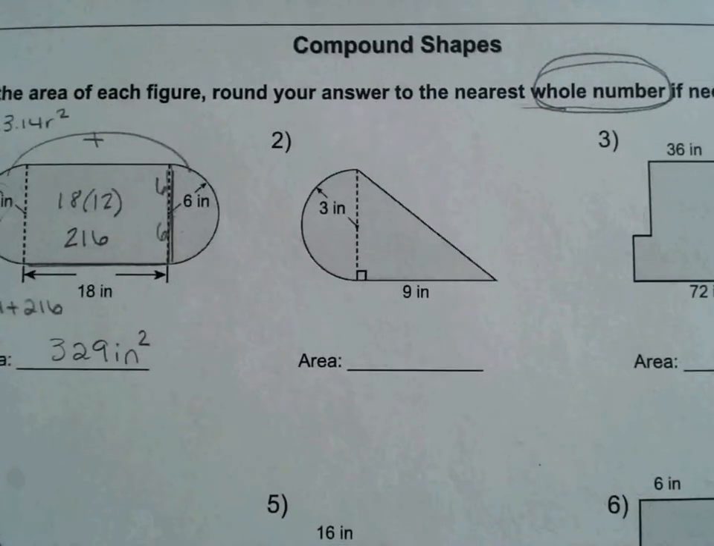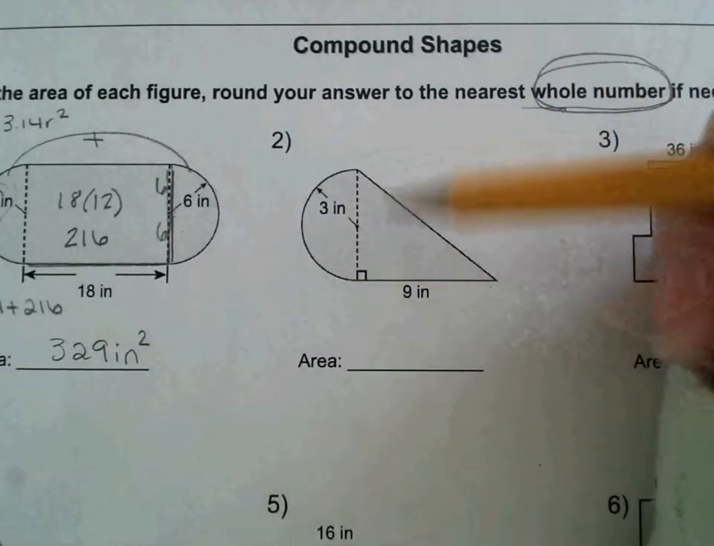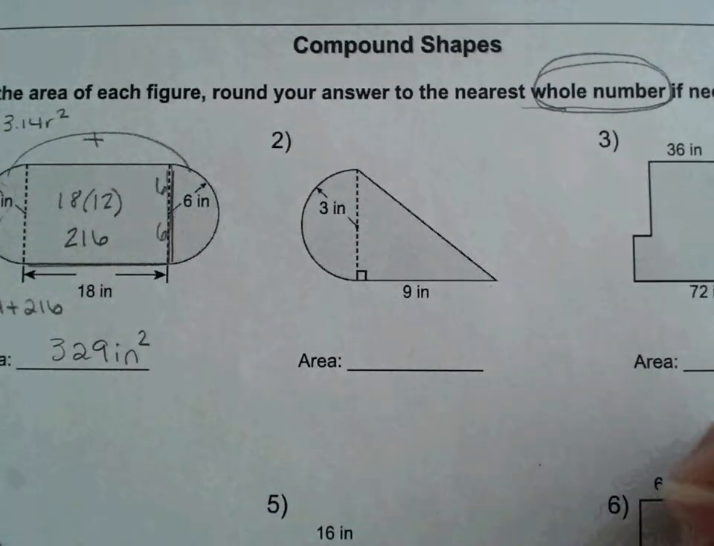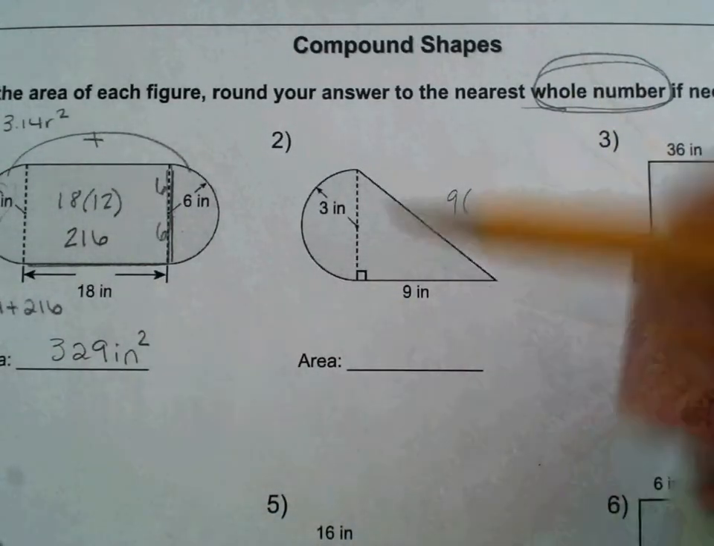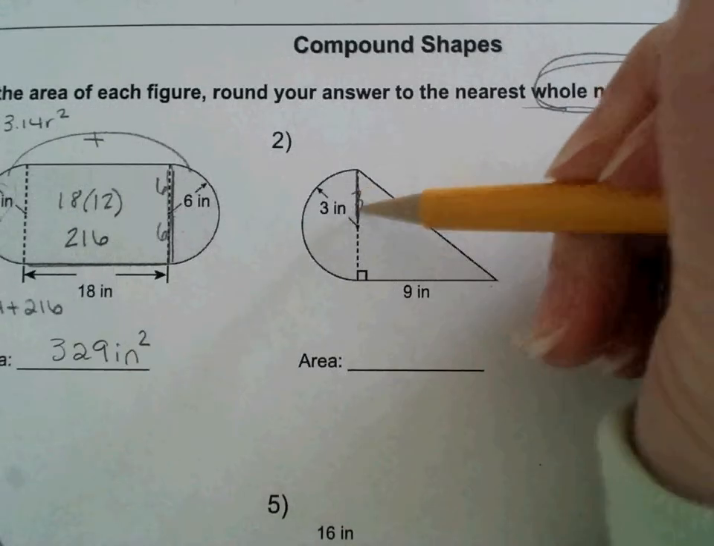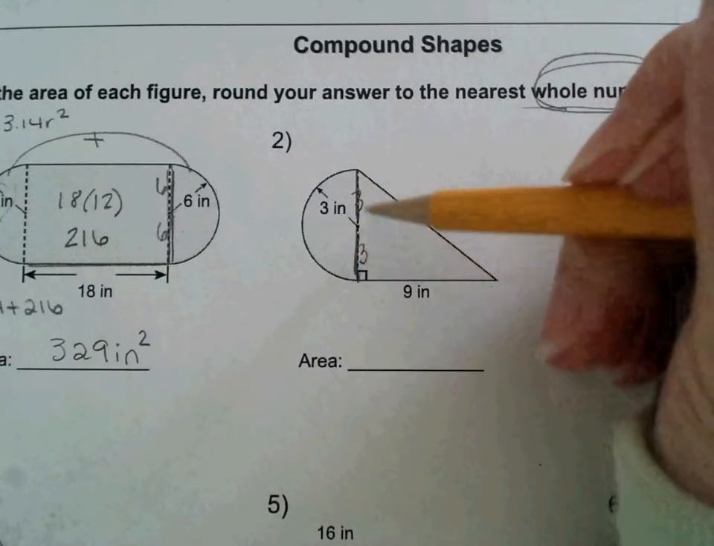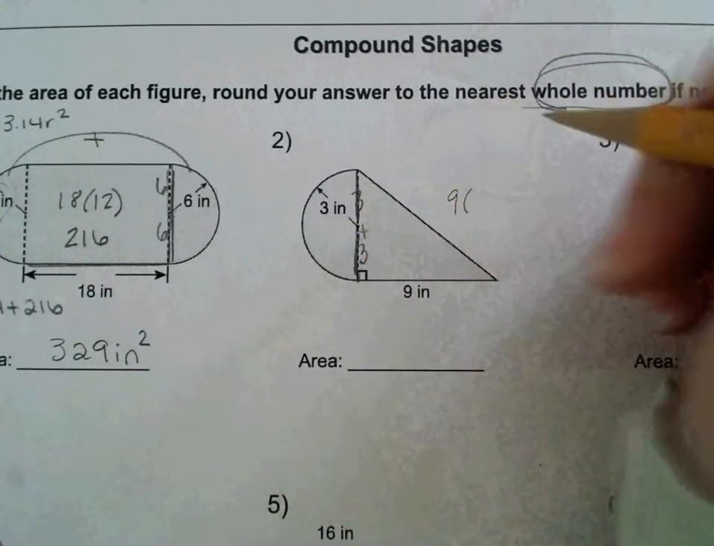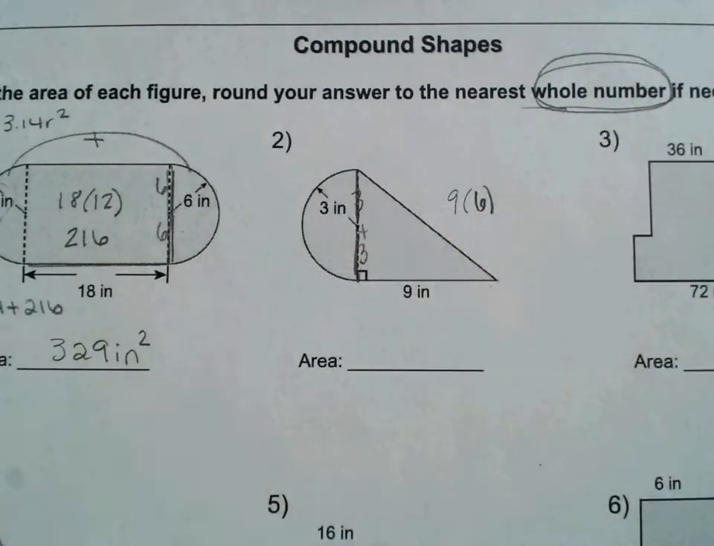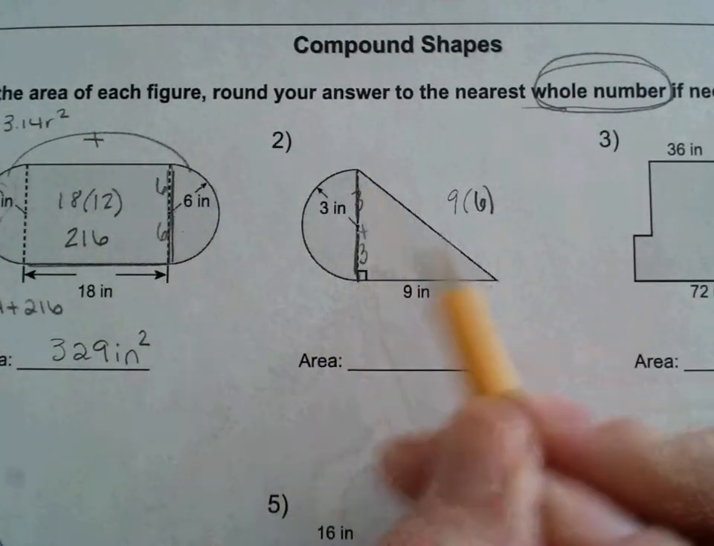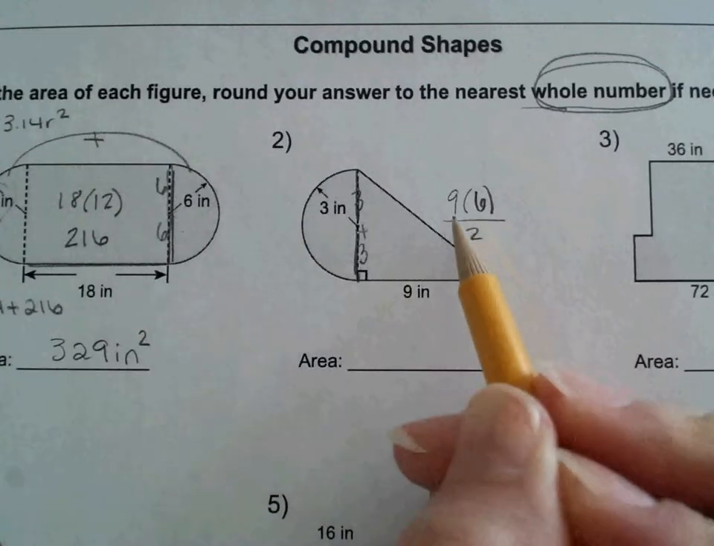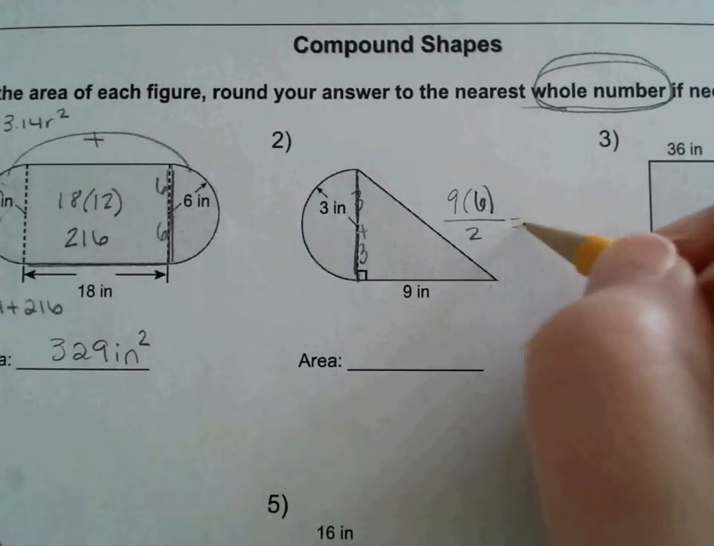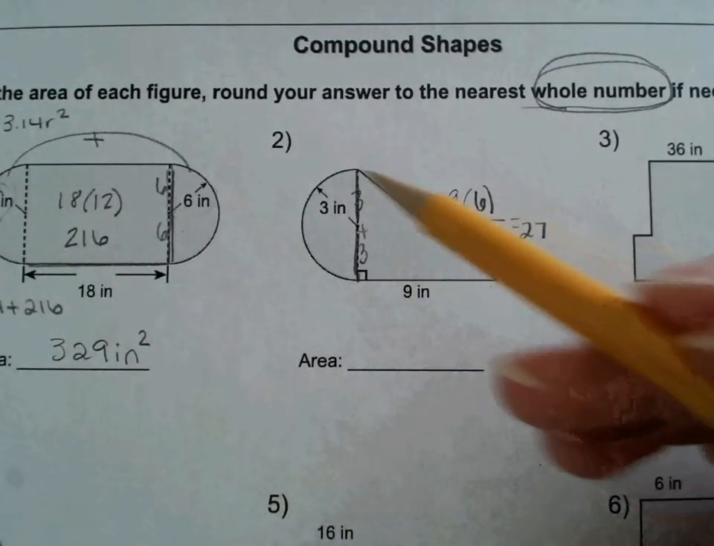Again, number 2. I have half a circle and a triangle. Remember, triangle is base times height divided by 2. My base is 9. My height, well, this part is 3, and this part is 3. 3 plus 3 makes 6. So base times height, because I need the whole height, not just half, and divide by 2. 9 times 6 divided by 2 is 27.